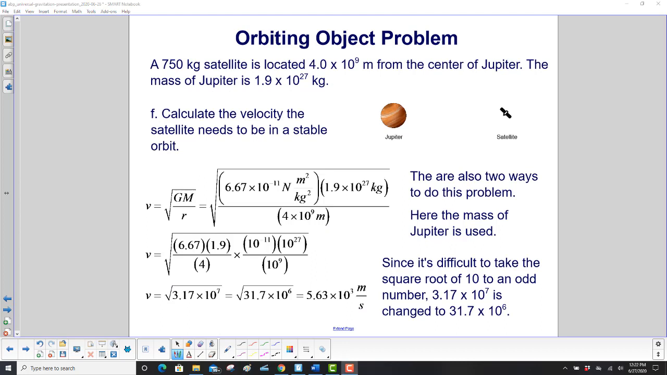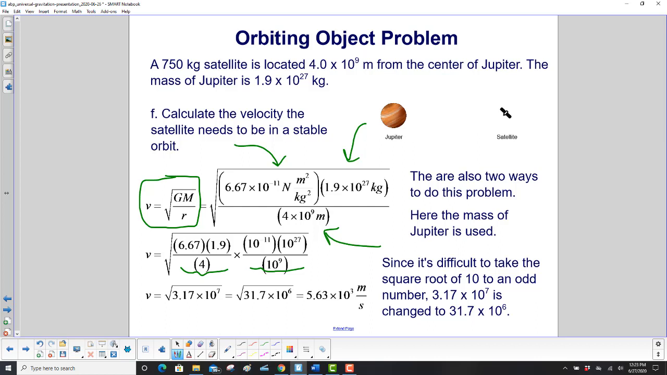Now let's calculate the velocity the satellite needs to be in a stable orbit. We have this equation where the velocity of a stable orbit is the square root of G times M, where big M once again is the mass of Jupiter, or what you're orbiting, divided by r, which is your orbital radius. We put in our numbers here, and by the way, there's two ways to do this problem, so we'll do this way first. Once again, we've separated out the numbers from the exponents, so hopefully that's a little fun. Or you can just go ahead and grind it through the calculator.